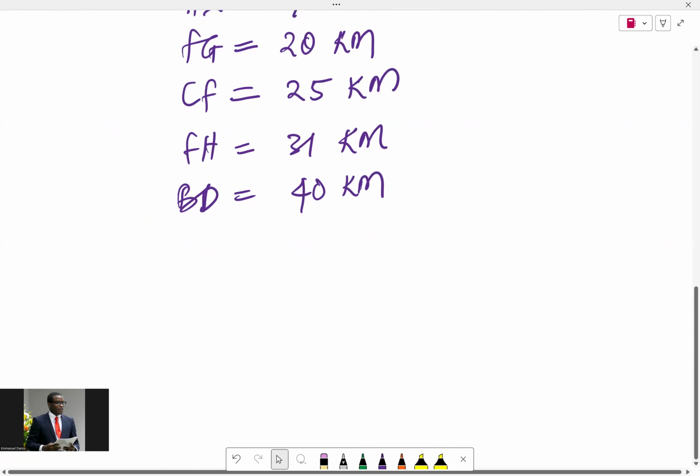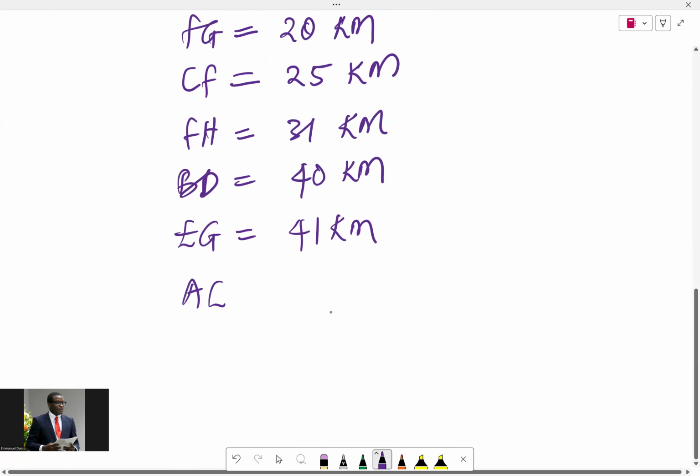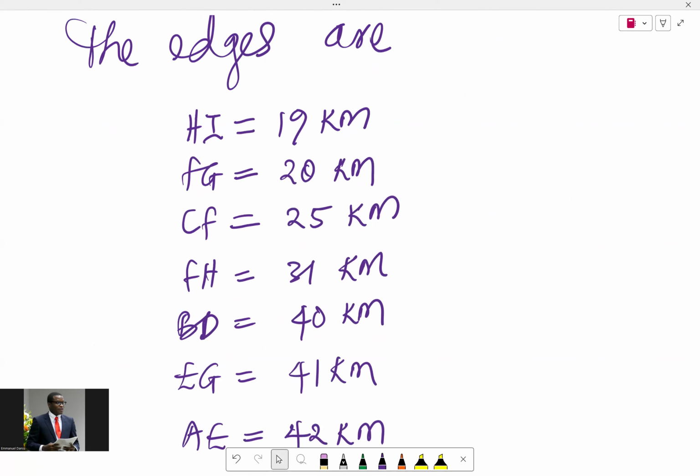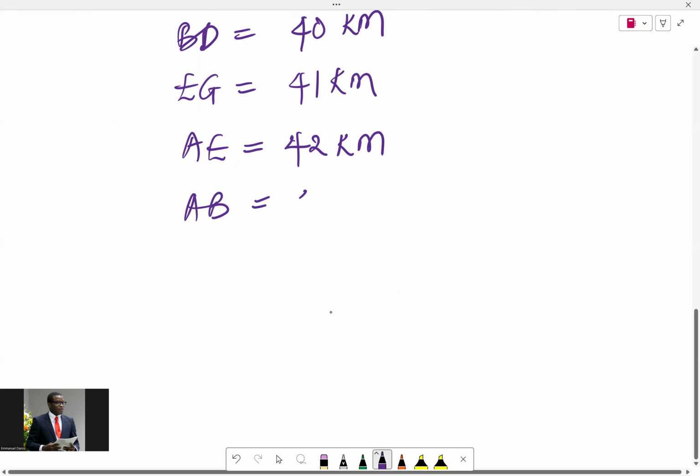Then we have EG. EG is 41 kilometers. This EG here is 41 kilometers. Then we have AE. AE is 42 kilometers. AE, this is 42 kilometers. And lastly, we have AB, which is 45 kilometers.